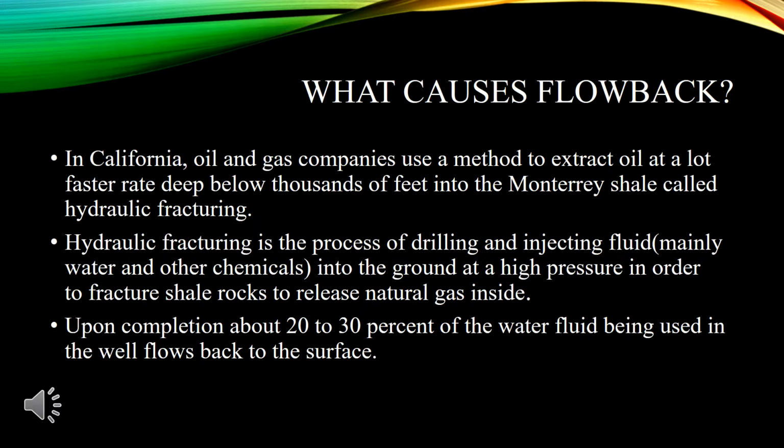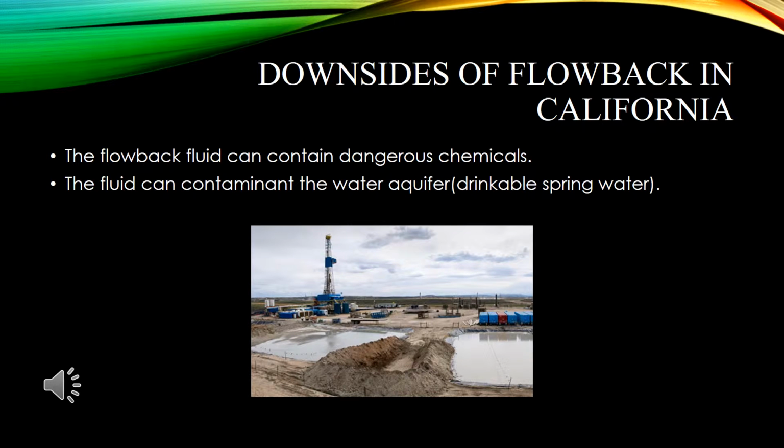In California, oil and gas companies use a method to extract oil at a lot faster rate deep below, thousands of feet into the Monterey Shale, called hydraulic fracturing. Hydraulic fracturing is the process of drilling and injecting fluid, mainly water and other chemicals, into the ground at a high pressure in order to fracture shale rocks to release natural gas inside. Upon completion, about 20 to 30% of the water fluid being used in the well flows back to the surface, creating flowback.